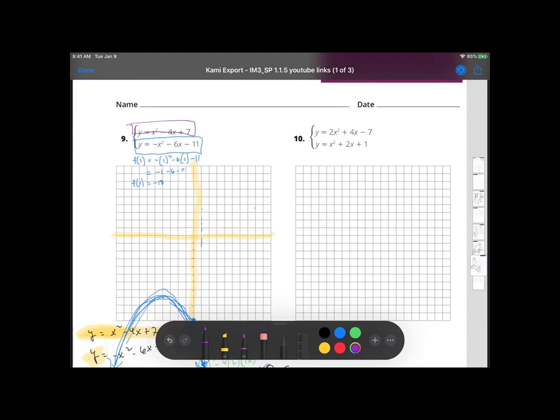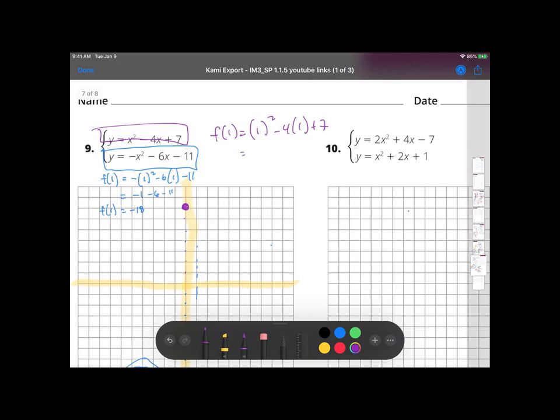Okay, positive 7. 1, 2, 3, 4, 5, 6, 7. Okay, and I know the graph is going to be going through that point. Just put in a 1 there, just like I did in the last problem. You can easily copy it from your calculator.